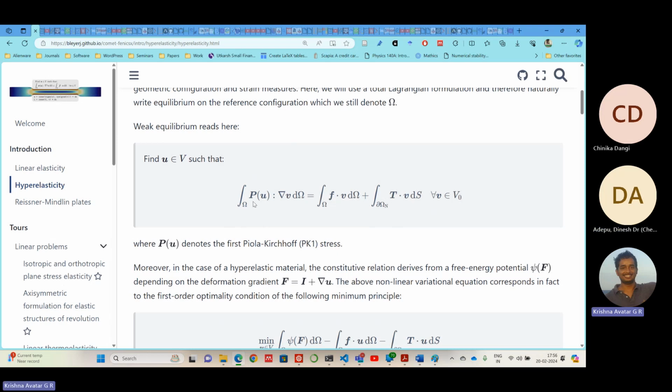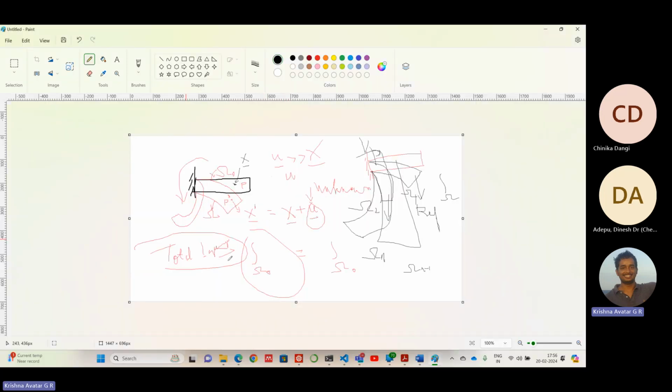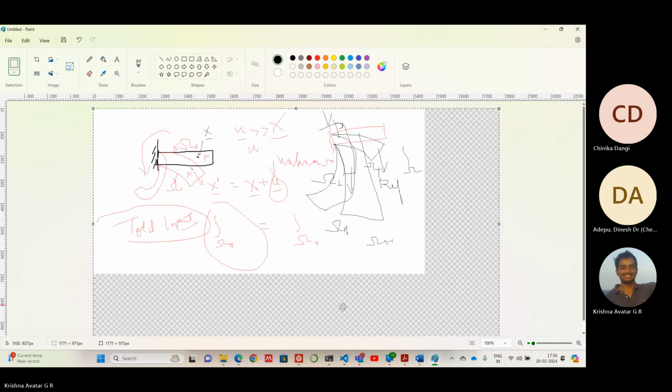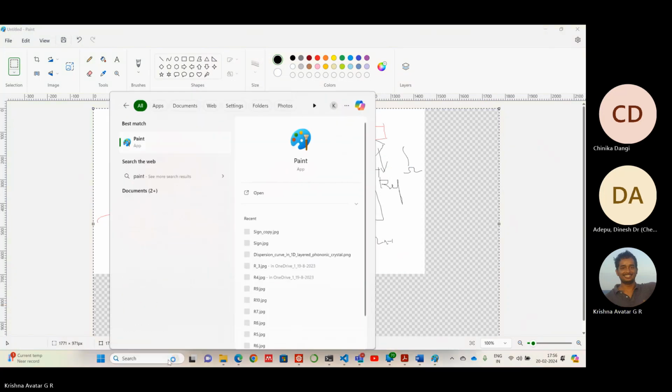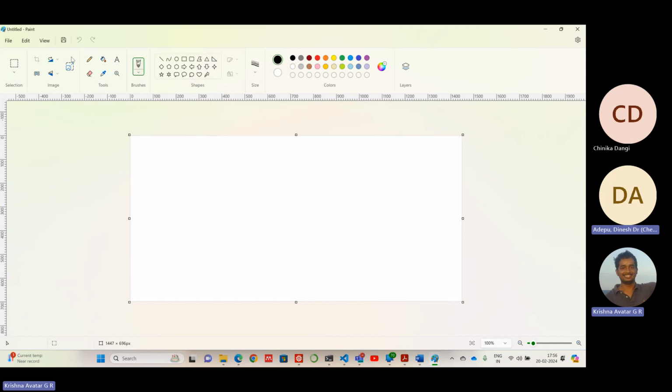First thing is, what is this P? Now, P is called the first Piola-Kirchhoff tensor, and P happens to be what is known as a 2-point tensor. So P happens to lie in both configurations. Let me make you understand it from a practical point of view.